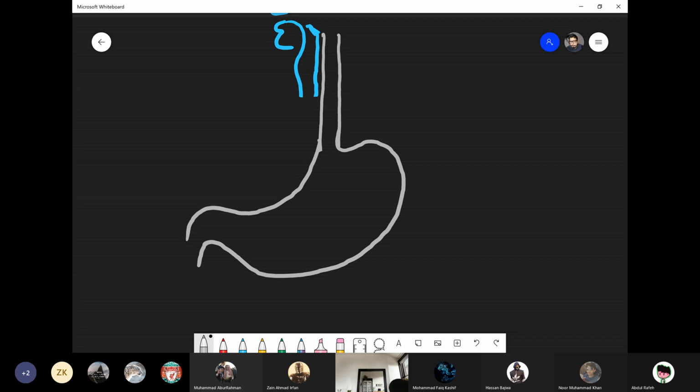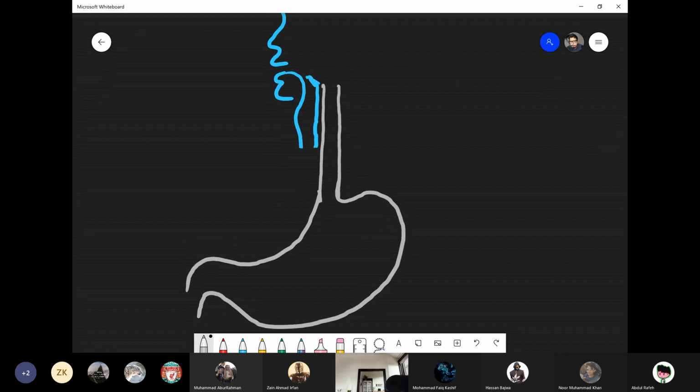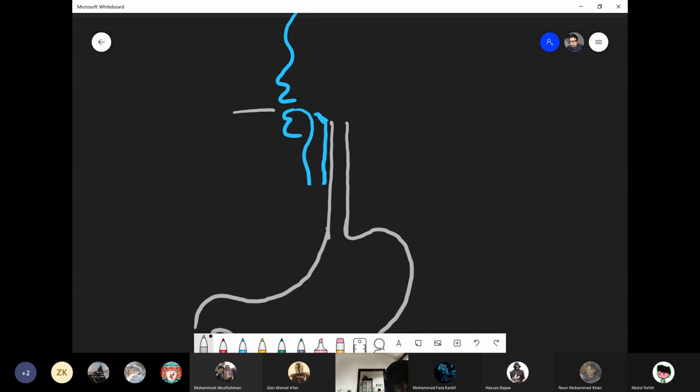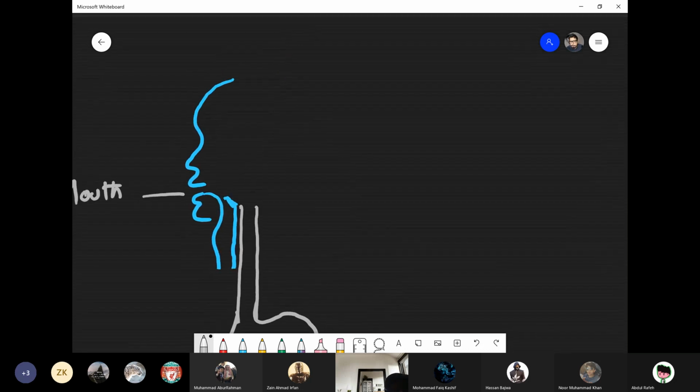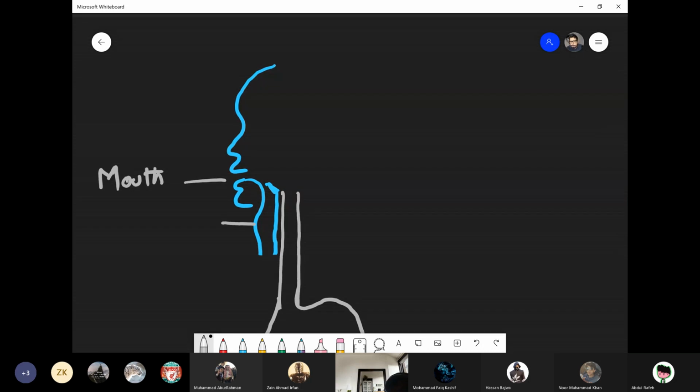So guys, last time we learned that this is the mouth and we have learned about the teeth. Now guys, we learned also that this is the larynx and this is the trachea.